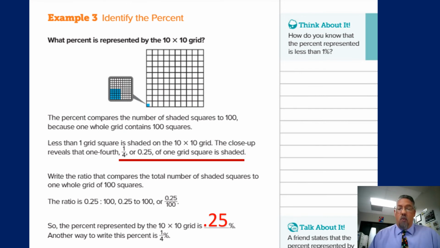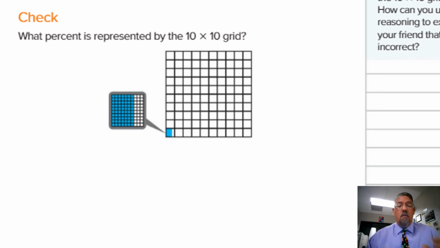Well, it's just going to be 25%, right? Because it's going to be 0.25 or 25 hundredths of that entire grid. So 0.25 or 25 hundredths of a percent, or as they're showing you, you can also write that as 1/4 of a percent. Either way works as long as you're successful.